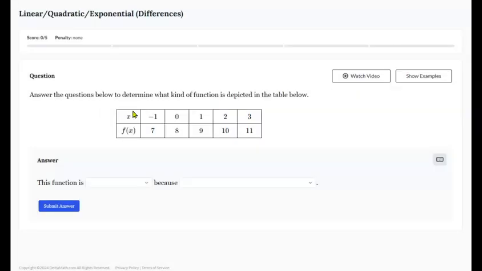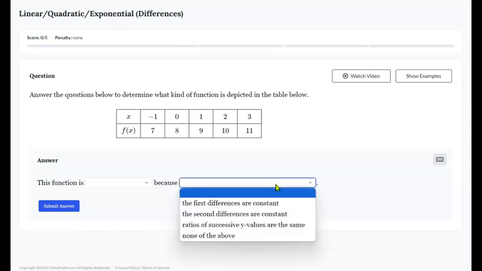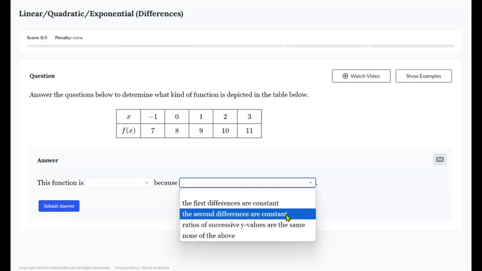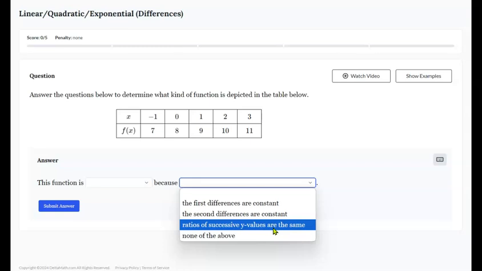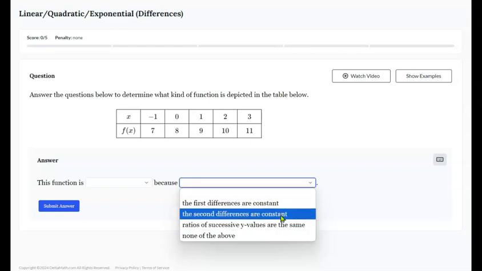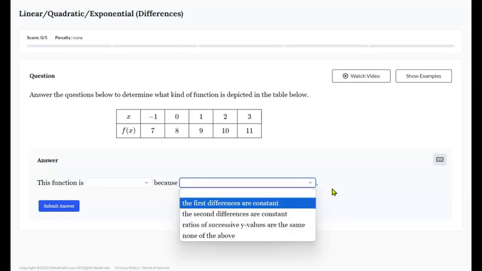So for this one, you'll need to review whether the function is linear, quadratic, or exponential, and the reason why. If it has a first difference and it's constant, that's linear. If it has a second difference that is constant, that's quadratic. And if it has a common ratio of successive y differences, then that is exponential. So linear, common first difference; quadratic, common second difference; and exponential, common ratio.